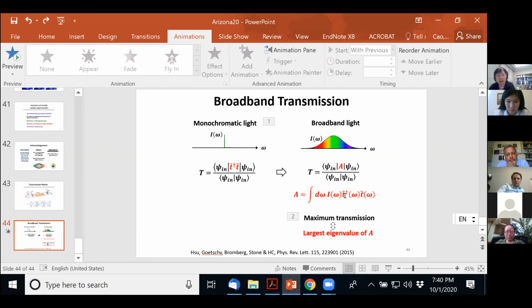Once I know my A, I can find the largest eigenvalue of A. The largest eigenvalue of A gives me the maximum transmission for this broadband light, just like the largest eigenvalue of T dagger T for each frequency gives you the maximum transmission eigenvalue for a narrow band, for monochromatic light. So using this, we can find it. But this eigenvector for this A is very different from the eigenvector for T dagger T for any particular frequency.